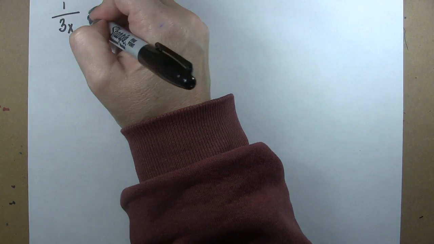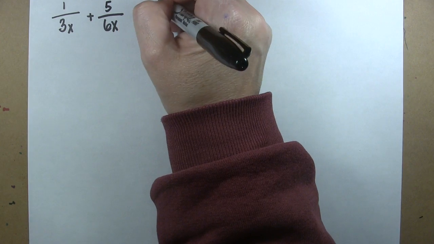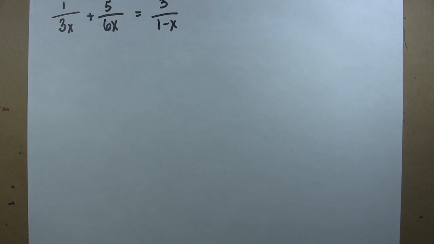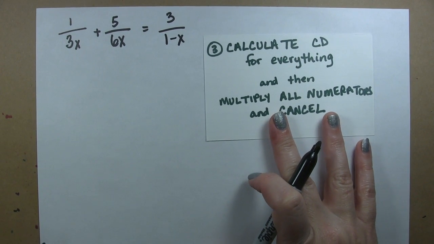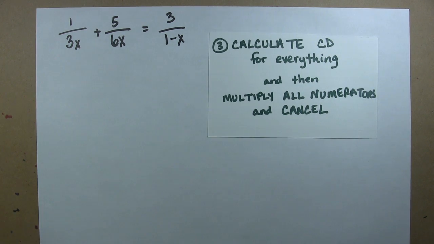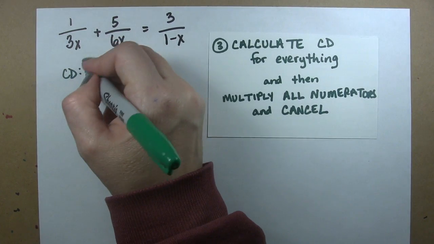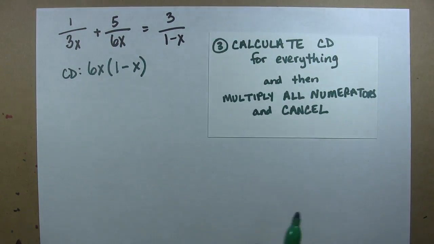So I'm just going to rewrite our equation here because I had to move on to a separate sheet of paper. And I wanted to make sure that we had plenty of room for technique number 3. Technique number 3 is to calculate a common denominator for everything. So our common denominator is still going to be 6x times 1 minus x. But this time, I'm just going to multiply all the numerators by that.